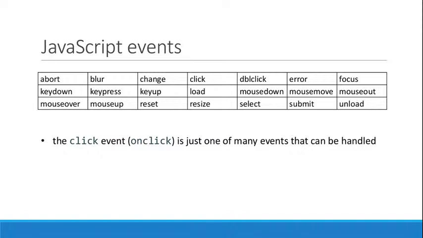So you have multiple JavaScript events, like key down, mouse over, blur, key press, mouse up, change, key up, reset, click, load, resize, double click, mouse down, select, error, mouse move, submit, focus, mouse out and unload. These are the different JavaScript events that you can have when you interact with your web page.